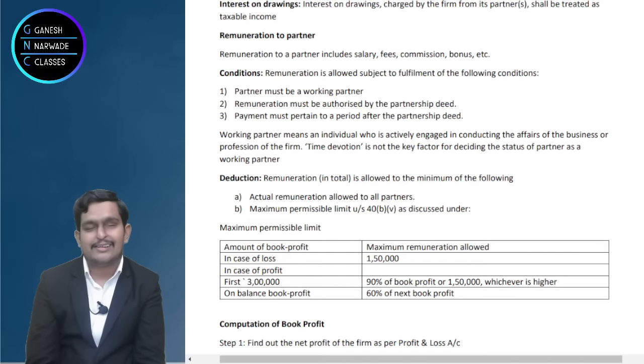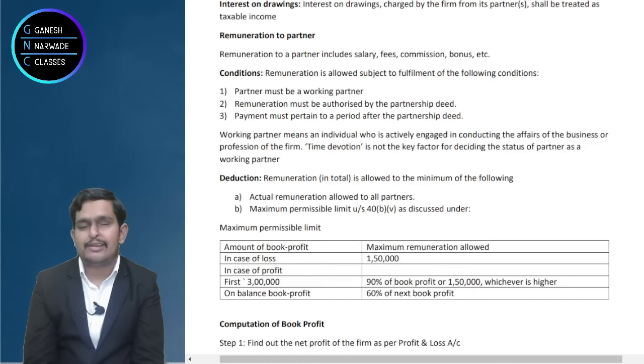Absolutely right answer. So 2 lakh 70 plus 4 lakh 20: it will be 2 lakh 90, 3 lakh 90, 4 lakh 90, 5 lakh 90, 6 lakh 90. This should be the answer. This way you should compute the answer when it comes to computation of maximum remuneration for the purpose of deduction under section 40B. But then tell me, very important thing, what is book profit?